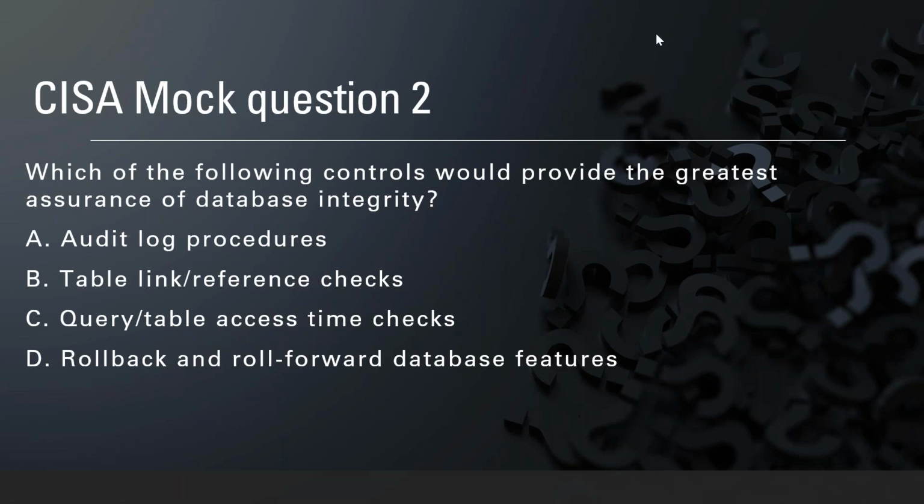So on question number 2, which of the following controls would provide the greatest assurance on database integrity? Audit log procedure, table link or reference checks, query table access time checks, rollback and roll forward database features.